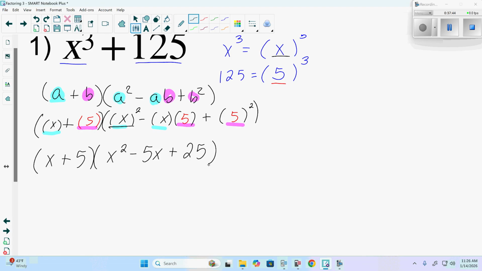Now, as we said earlier, when we have that x squared, that degree is greater than 1, so there's a chance that it does factor. However, with sums and differences of perfect cubes, the quadratic part, in this case x squared minus 5x plus 25, will never factor. This part of the expression will never factor. It does not factor. But this here would be the factored form of x cubed plus 125. We will pick this up tomorrow.